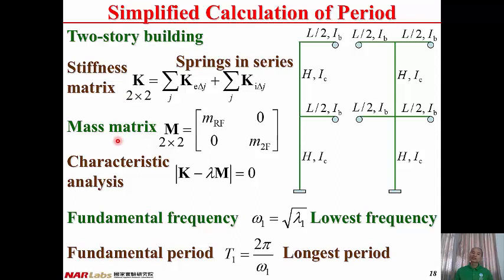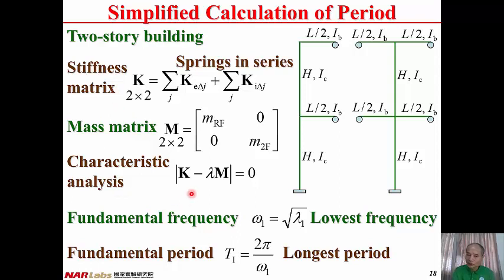And we can also construct the mass matrix, M. M contains two elements. MRF is the mass of the roof, and M2F is the mass of the second floor. You can calculate them from the dimensions of the members and of the structure. With the mass matrix and the stiffness matrix, we can conduct characteristic analysis.